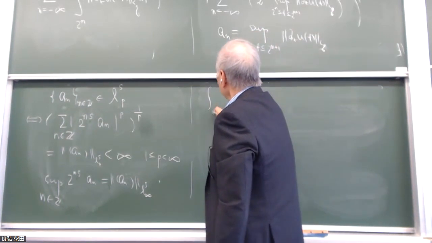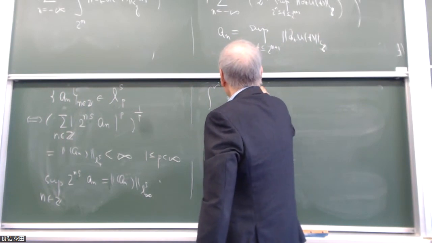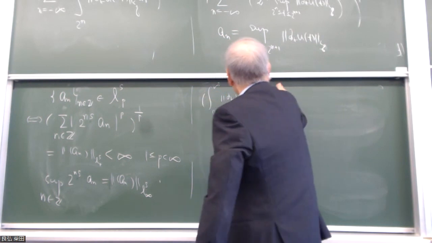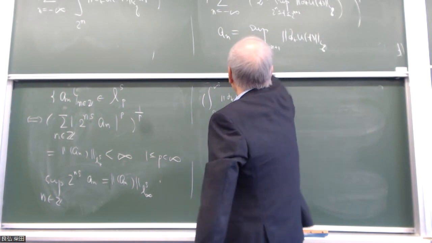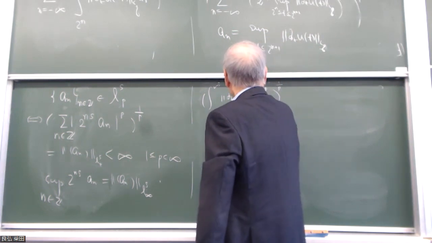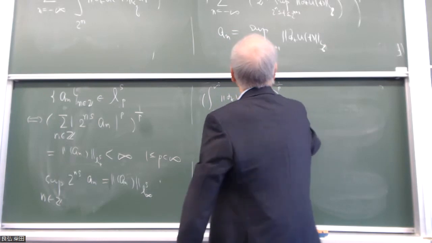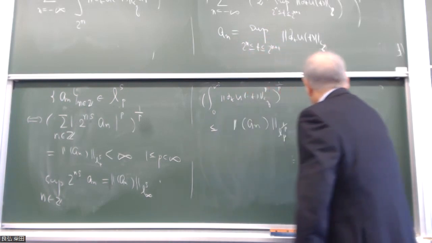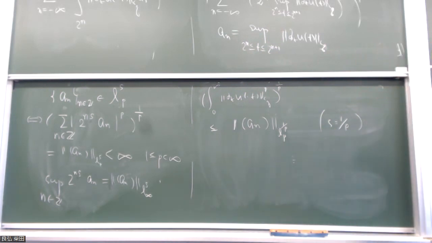0 to infinity, Q, Q, 1 over P can be written. It is estimated by this one, so AN more and 1 over P, S is 1 over P. So now in this case S equals 1 over P. You can write in this way. Okay.